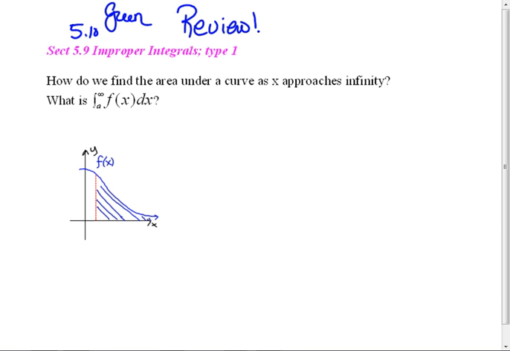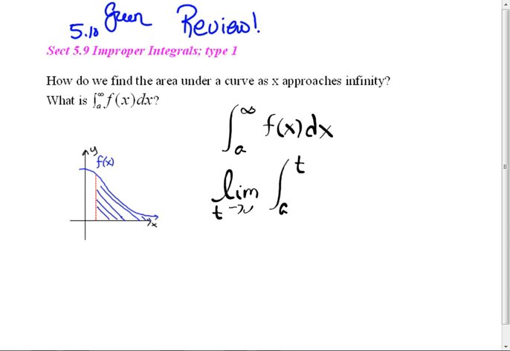So, I'm going to take the integral from a to infinity of f of x dx. Well, it's improper because I don't have an ending point. Sometimes it'll be a finite area, sometimes it won't, just like our series. So I do the limit, I'm going to call it t. You can call it whatever you want, but it's a to t, and then I'll let t go to infinity. And that's the correct way to write it.